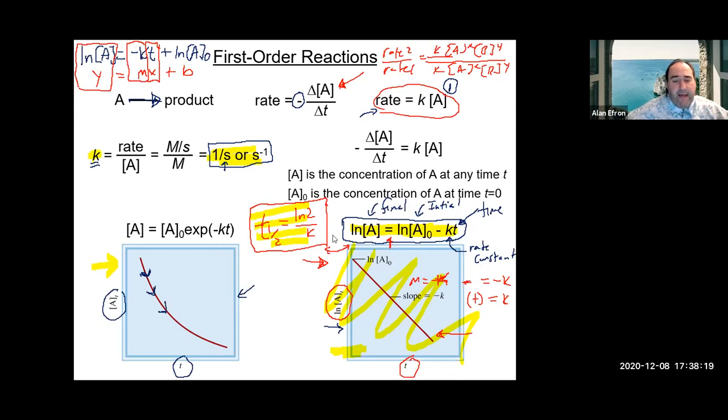Important in kinetics is the rate constant and the units associated with the rate constant. As we spoke about last time, when you have a rate constant that has units of 1 over seconds, reciprocal seconds, that is always going to be a first order reaction.